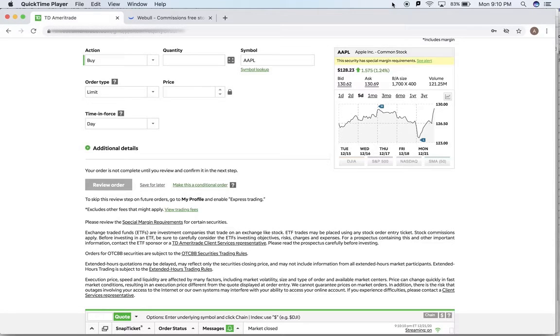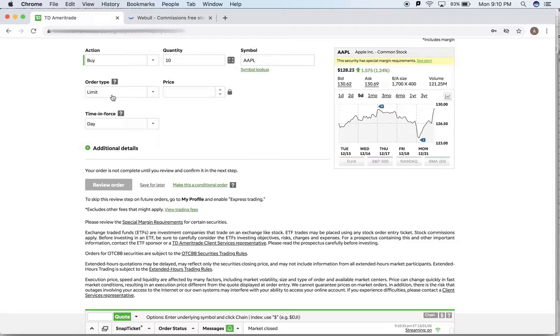Guys, in this how-to series, we're going to look at how to buy and sell stock. To begin, I have Apple pulled up. I pulled up the Apple symbol. I want to initiate a buy order. So we have buy selected. Let's just say I wanted to buy 10 shares.